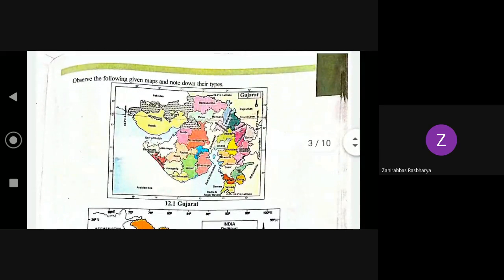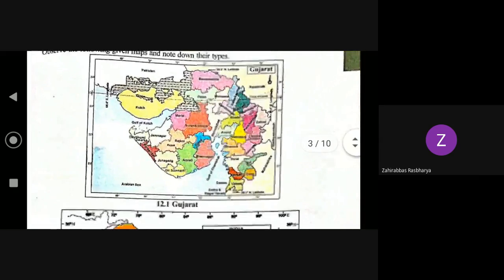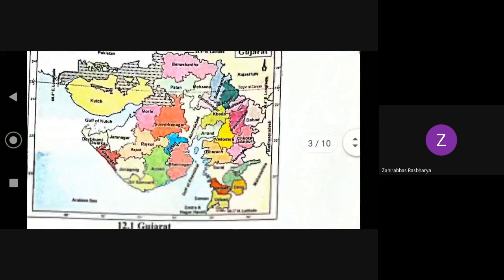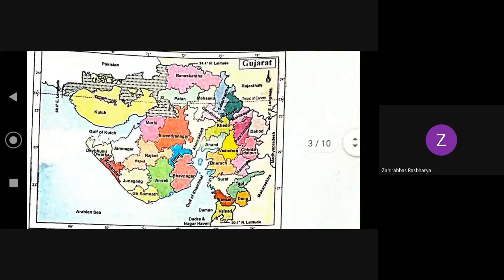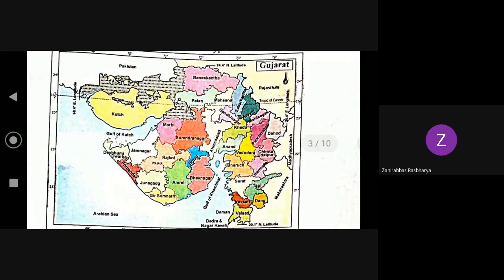Okay. See here, we can see the Gujarat map. Can you see the Gujarat map? Yes. All minor details are shown in this, right?